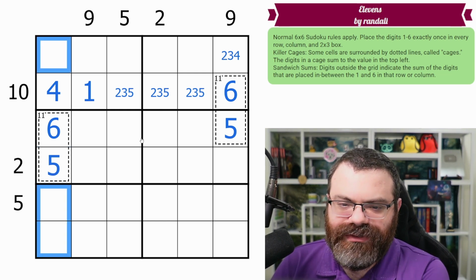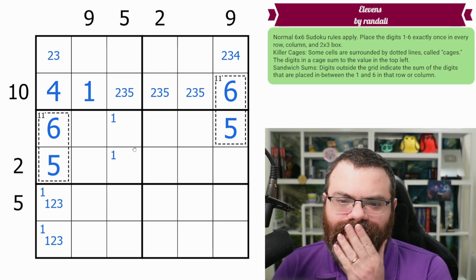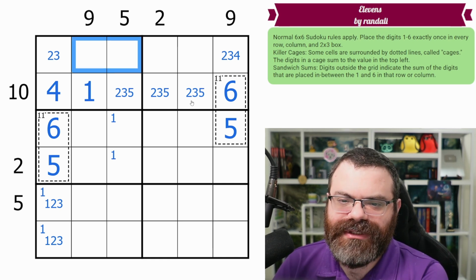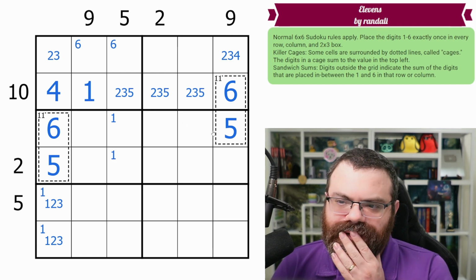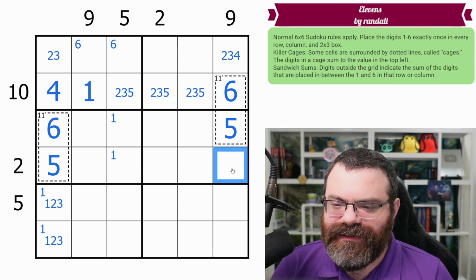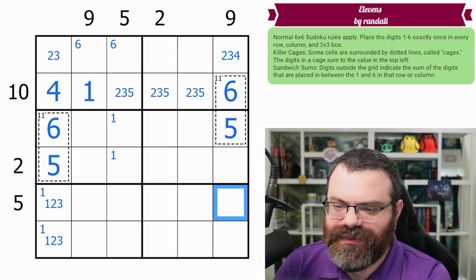Let's just mark 1, 2, 3 here. This can't be 1, so 1's down here, which means 1's in here somewhere. Okay, we know a 6 is up here. So this is 6, 5. So now we know, okay, this can't be a 1, right? If this was a 1, this would be 4.